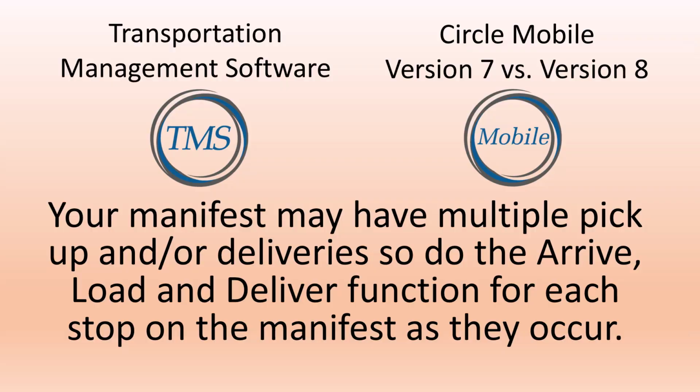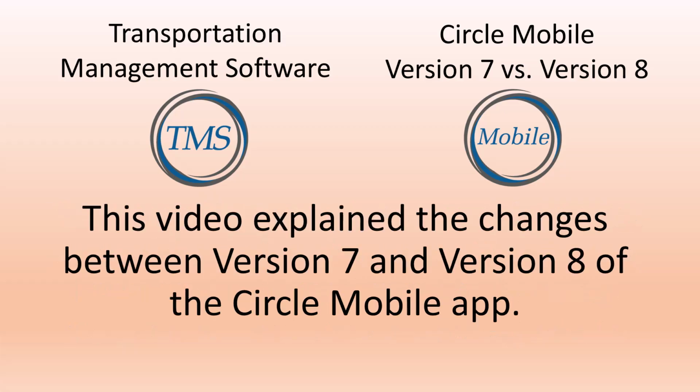Your manifest may have multiple pickups and/or deliveries, so do the arrive, load, and deliver functions for each stop on the manifest as they occur. This video explained the changes between version 7 and version 8 of the Circle mobile app.